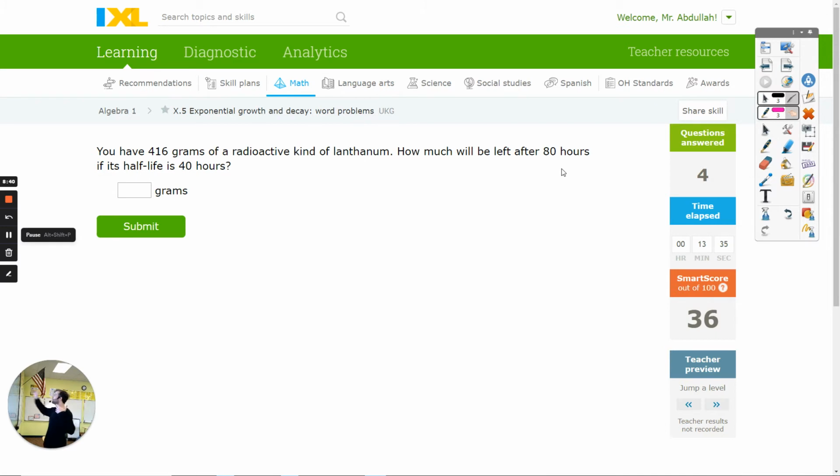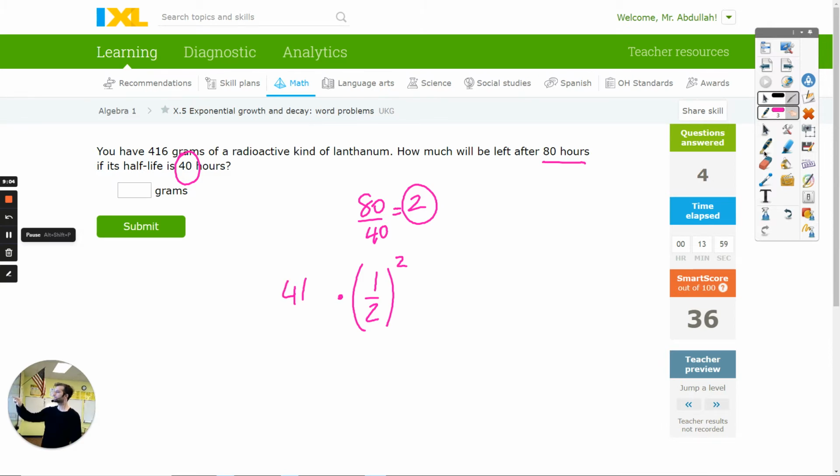So again, figure out how many times this process is going to repeat. In 80 hours, we have two 40s. You can divide those two numbers and find that answer. Half means 1 over 2, right? That's what half means. It is going to repeat itself twice, so the power is going to be 2. The initial amount was 416.